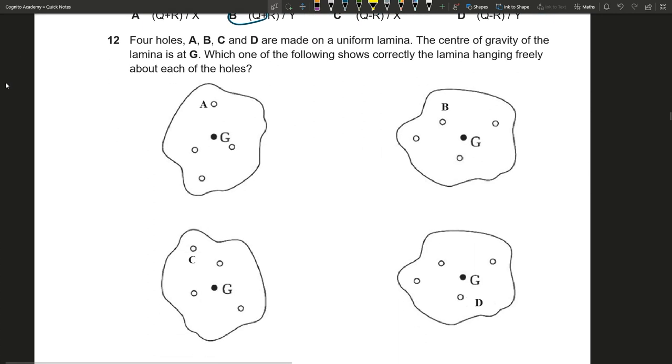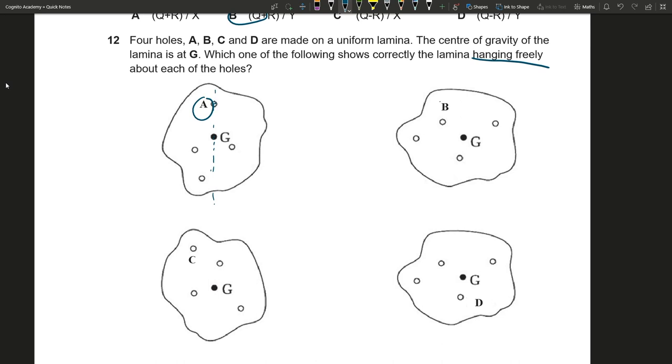Next question. Four holes A, B, C, and D are made on a uniform laminar. The center of gravity of the laminar is at G here. So which of the following correctly shows the laminar hanging freely about each of the holes? So very simple, for it to be hanging freely about this hole, you have to draw a vertical line downwards, and the center of gravity has to be on the vertical line of action downwards from the hole. So A here is correct.